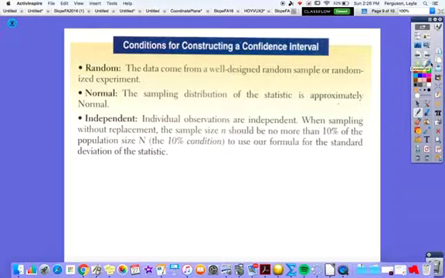Conditions for constructing a confidence interval. The first condition is that it has to be random: the data comes from a well-designed random sample or a randomized experiment. The second is that it has to be normal: the sampling distribution of the statistic is approximately normal. And the third is that it has to be independent: individual observations are independent. When sampling without replacement, the sample size n should be no more than 10% of the population size, capital N. This is the 10% condition, which allows us to use our formula for the standard deviation of the statistic.